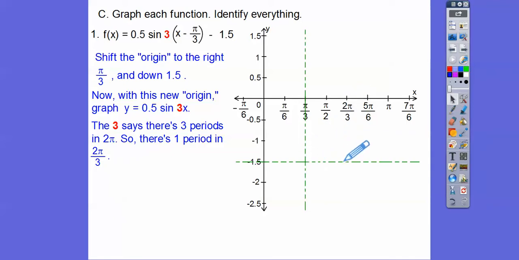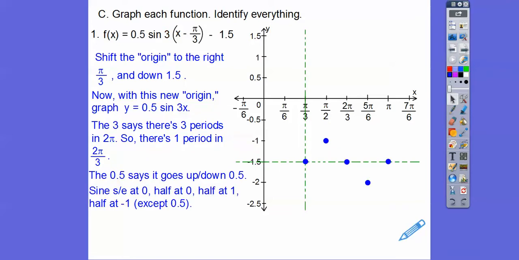There's my 2 pi over 3. So it starts and ends at 0, halfway at 0, halfway at 1, but it's going to be 0.5, so we're going up 0.5, so it's at -1.5, halfway at -1. Let's go ahead and do that. So there it is right there, and typically I want you to graph at least one cycle or 2 pi, but given the graph right here, there's our graph right there.